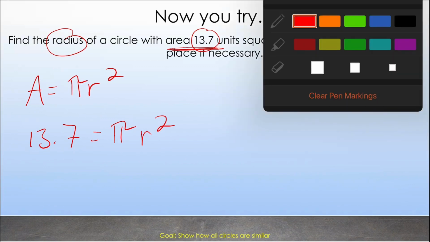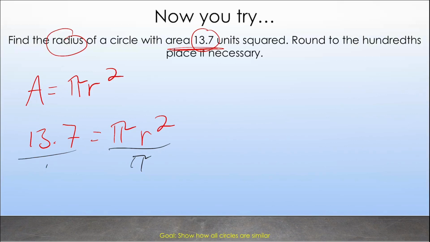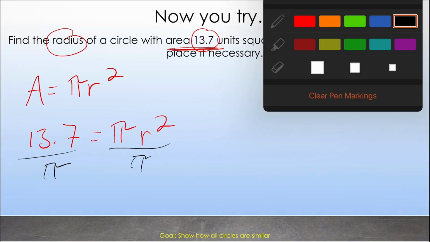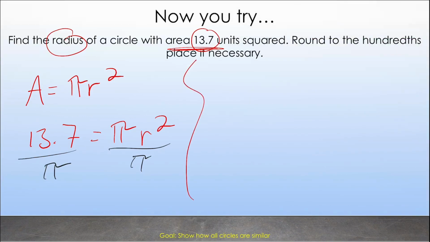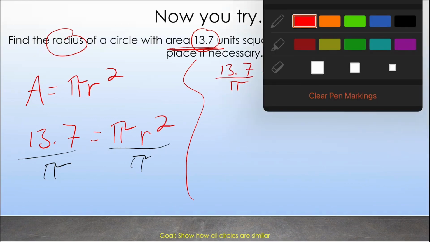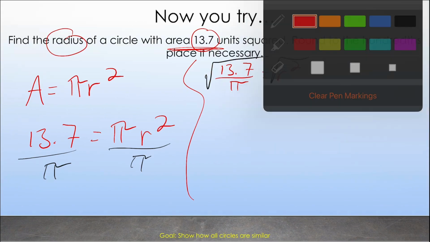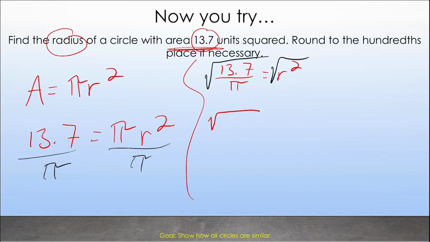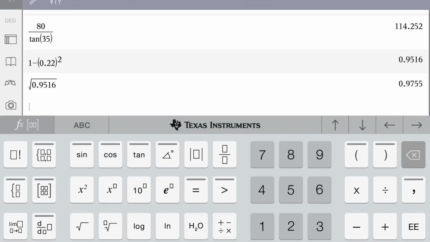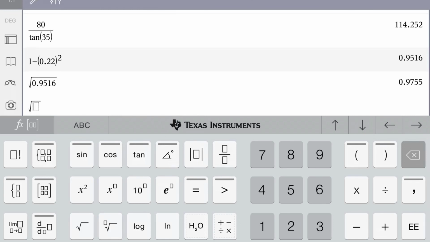I'm going to divide both sides by pi, and I get 13.7 divided by pi equals the radius squared. Then I'm going to take the square root of both of those sides, and we get the square root of 13.7 divided by pi equals the radius. We'll pull up our calculator here. We're going to say the square root of 13.7 divided by pi.